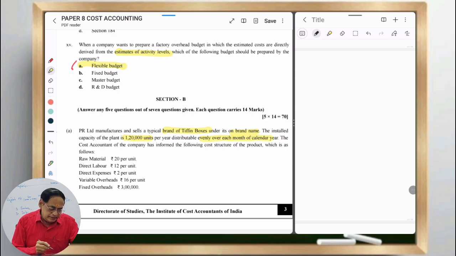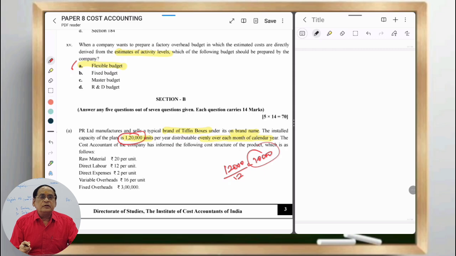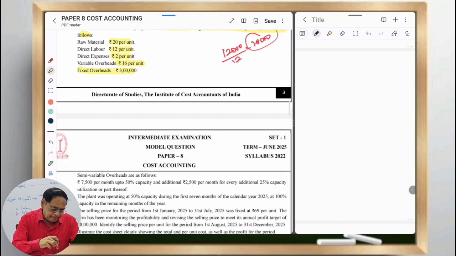So, the installed capacity is 1,20,000. That means every month they have to manufacture 10,000 units. So, 1,20,000 divided by 12, that is 10,000 units evenly. So, throughout the year they should produce 1,20,000 units. So, the cost accountant of the company has informed the following cost structure of the product, which is as follows. For manufacturing, the raw material cost is 20 per unit, direct labor 12 per unit, direct expenses 2 per unit, variable cost 16 per unit, fixed overheads 3 lakhs rupees.